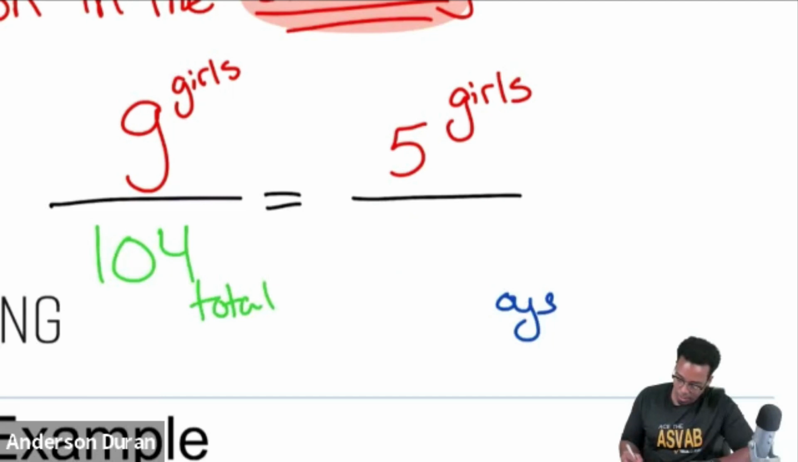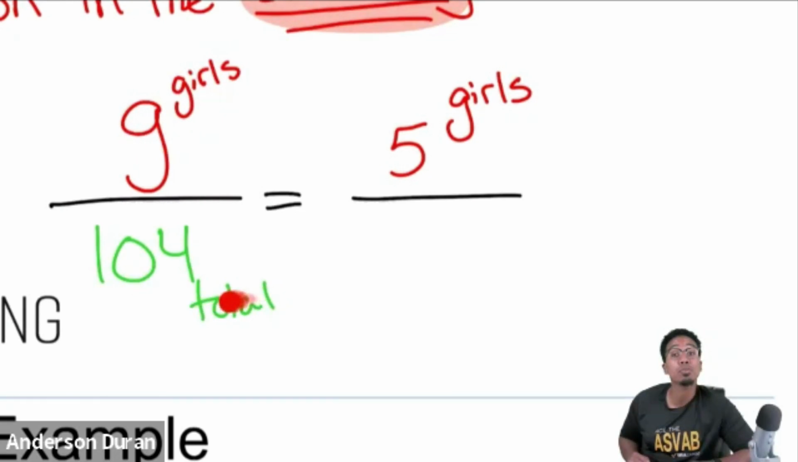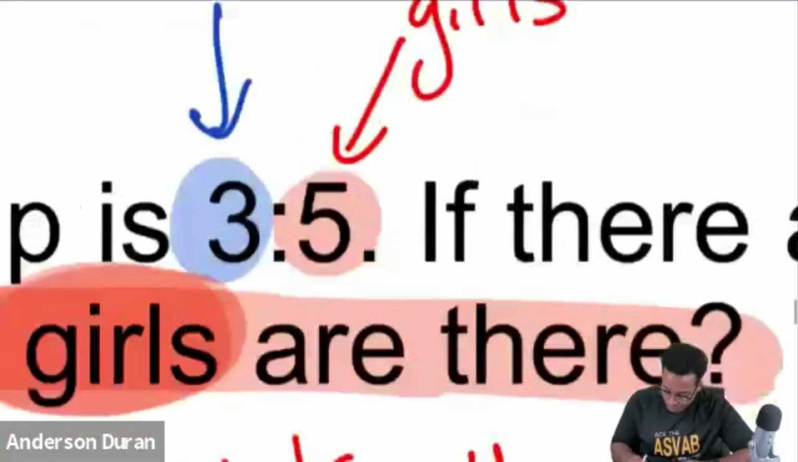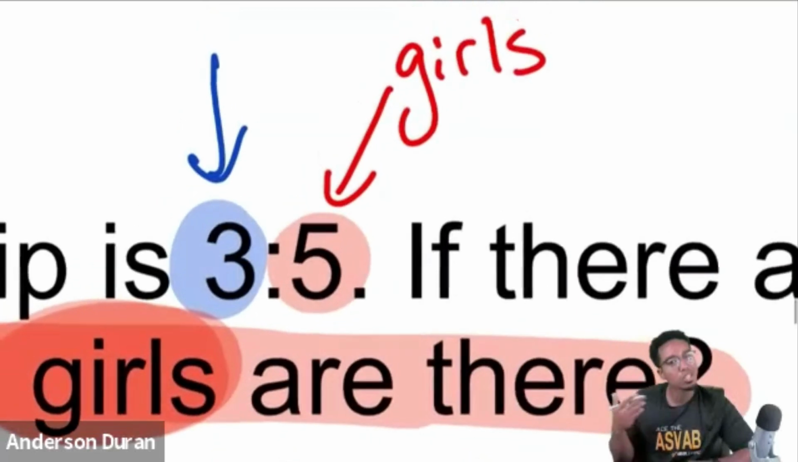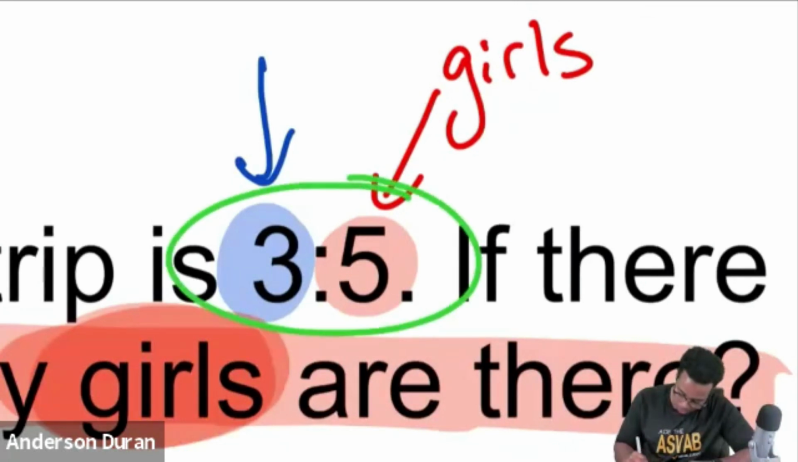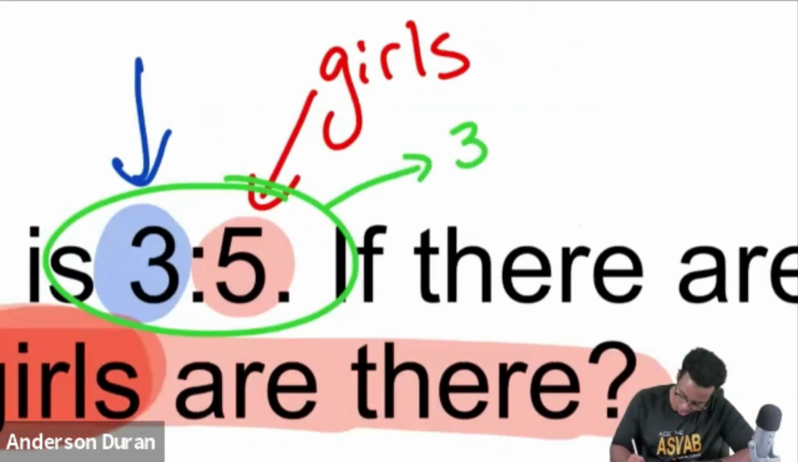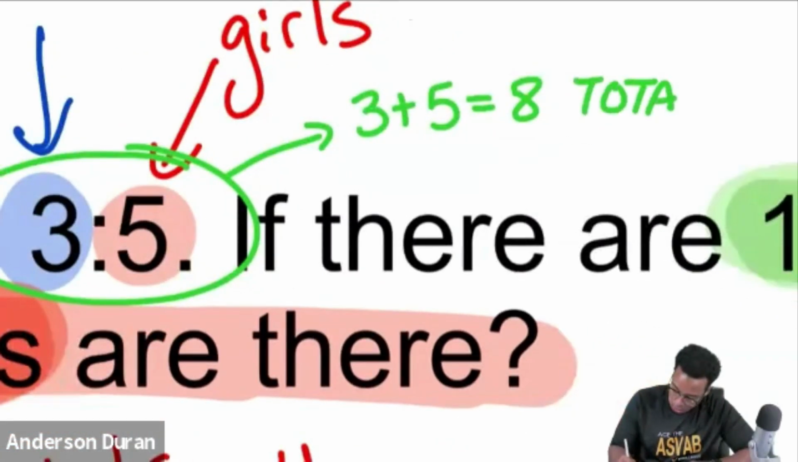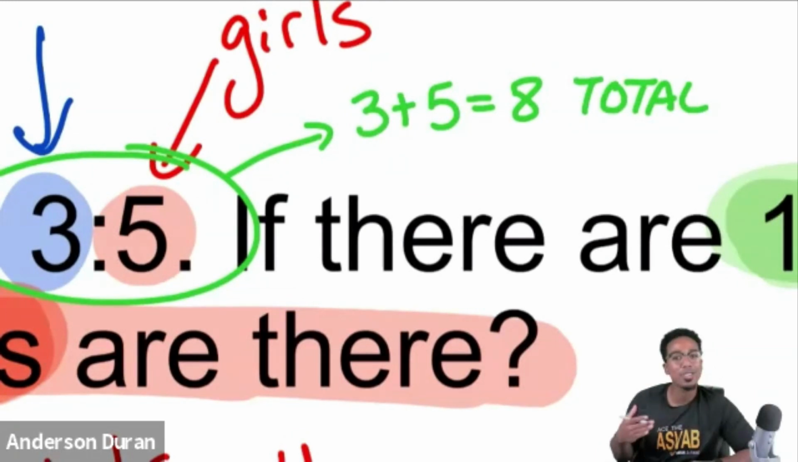The true way to get it, again, would be to play off of the answer that you're trying to find. I have G girls and 104. Again, it's about what the numbers mean. That 104 represents total. So if I got 3 boys for every 5 girls, what's the total number of people that we're dealing with in that case, everybody? Everybody type it in. What's the total? That's right, 8 total is what we're dealing with.